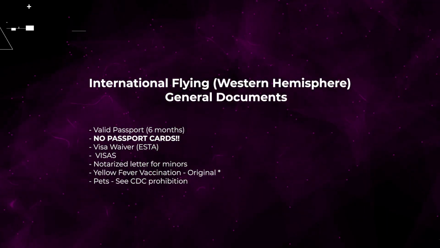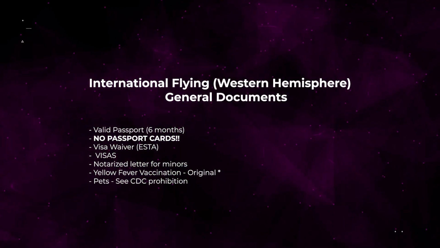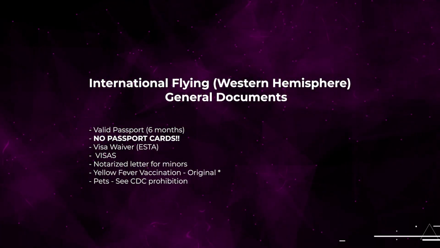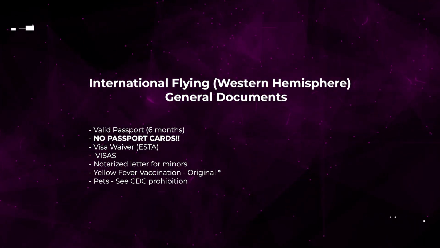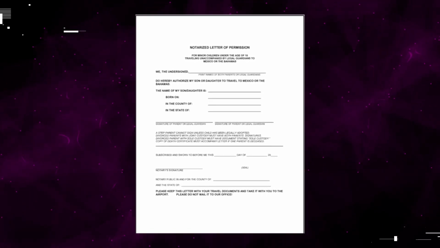If a minor will be traveling without one or both of the parents flying with them, you should prepare a notarized letter of authorization for the minor to travel with the parent or guardian that they will be accompanied by. A sample template is available on the CST member website.